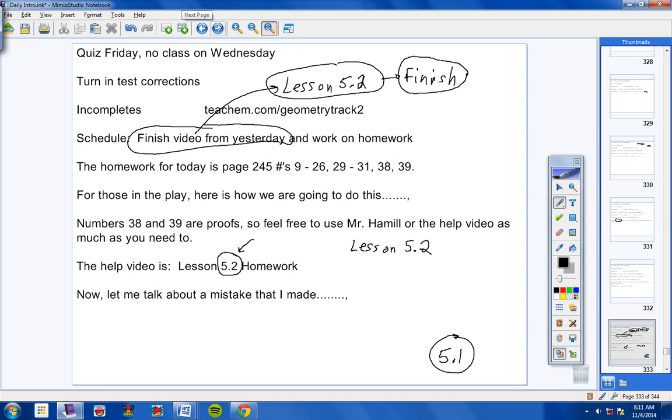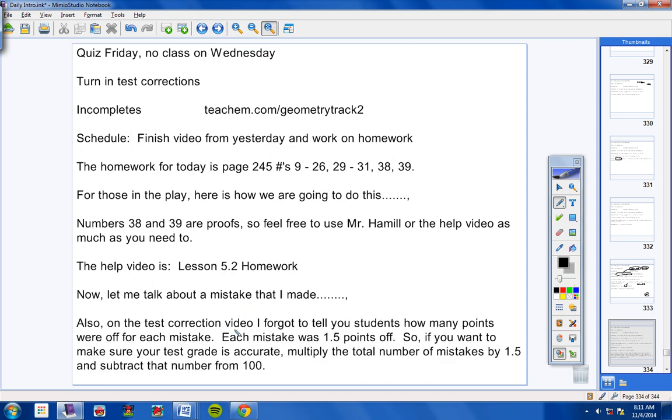So, okay, moving on. Also on the test correction video, I forgot to tell you students how many points were off for each mistake. Each mistake was 1.5 points off. So if you want to make sure your test grade is accurate, multiply the total number of mistakes by 1.5 and subtract that number from 100. Okay? And you should have the correct test score.